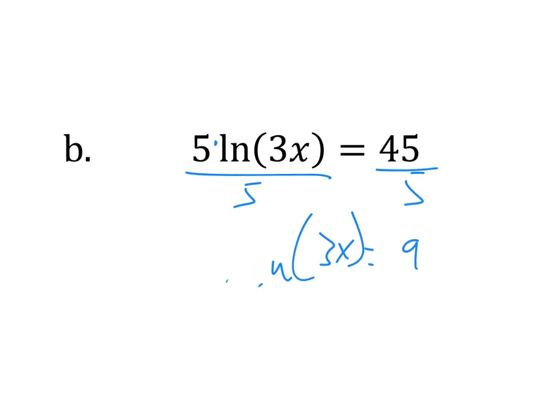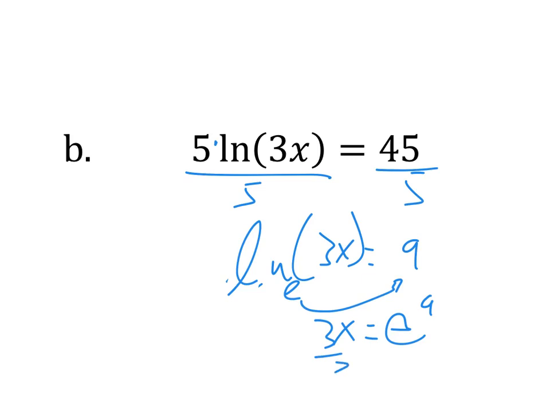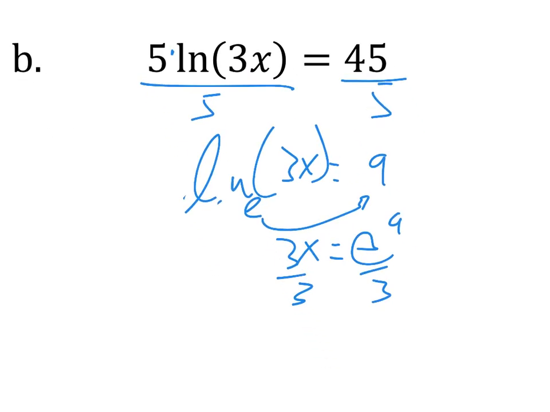How do we get the log out of there? Don't divide by it. We have to change it. Remember, there's an invisible base e there. So this is e to the 9th equals 3x. Okay, so we'll just divide by 3 and we're done. So e to the 9th divided by 3 is fine.